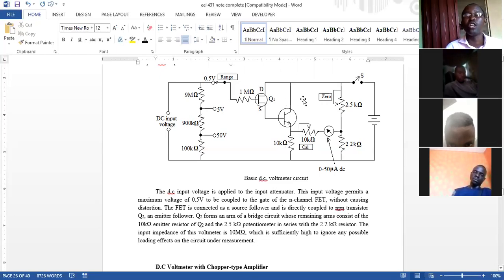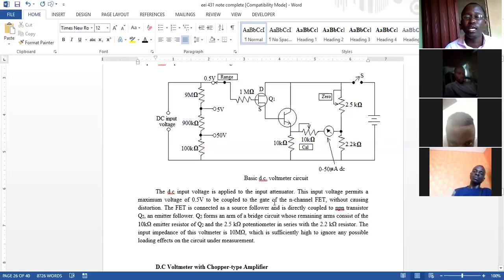With the combination of the other two amplifiers, they form a bridge circuit so that the unknown value of current can be measured through the meter movement here. The meter here can measure from 0 to 50 microampere DC. All right.